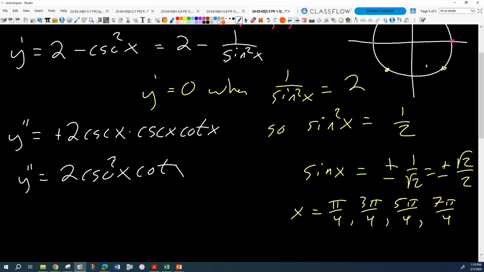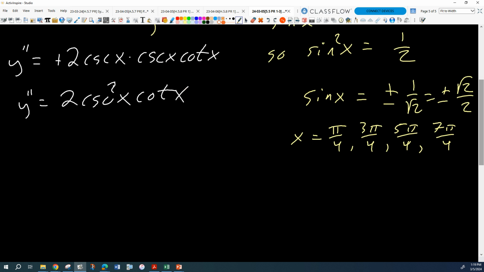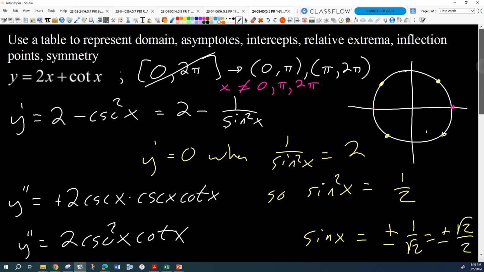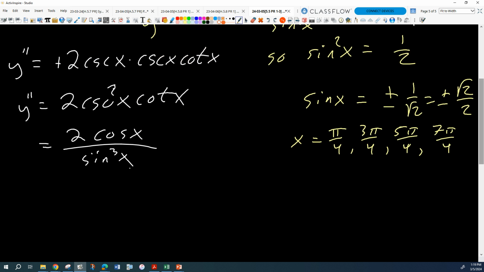Now that looks ugly, but what would be way easier to do is write that in terms of your basic trig functions, sine and cosine. I'm telling you, this is always the way to go. Cotangent is cosine over sine, cosecant is 1 over sine, so isn't this the same thing as 2 cosine x over sine cubed x? Okay, so it's 0 where cosine is 0. Where is cosine 0? At pi halves and 3/2 pi on our first lap. We're just doing one lap in a circle.